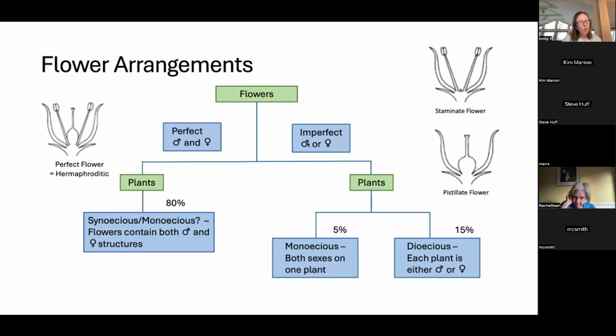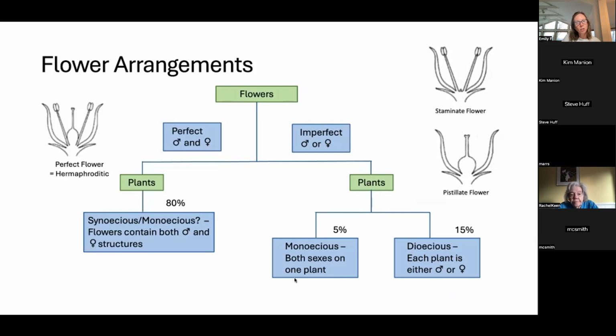So imperfect flowers have male or female parts, and I have a staminate flower here. So this is only going to have male pieces. So we have the filaments and the anthers where the pollen would be, and we are missing the female part in the middle. And then a pistillate flower is going to be the opposite of that. So we're going to have the female piece, but we're going to be missing those stamen pieces. And plants divide out into two categories for this. The dioecious, which is plants that are separate. So there's a male plant and a female plant, and you only find male flowers on the male plant, and you only find female flowers on the female plant.